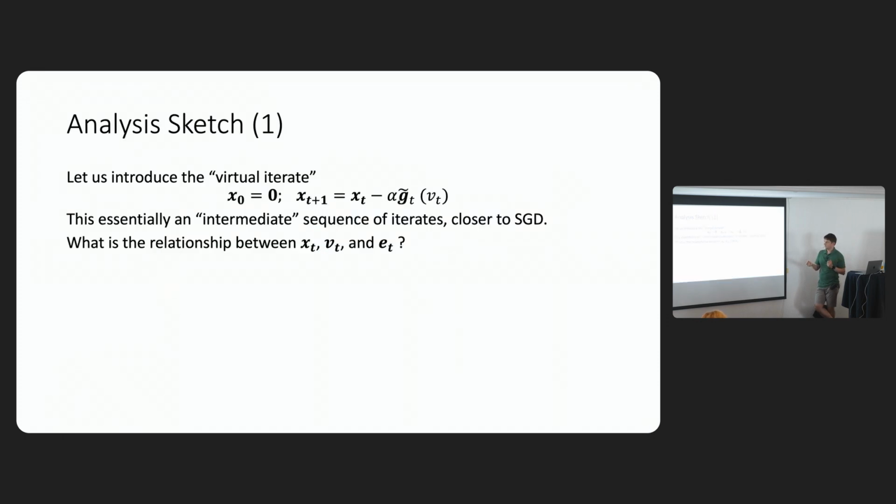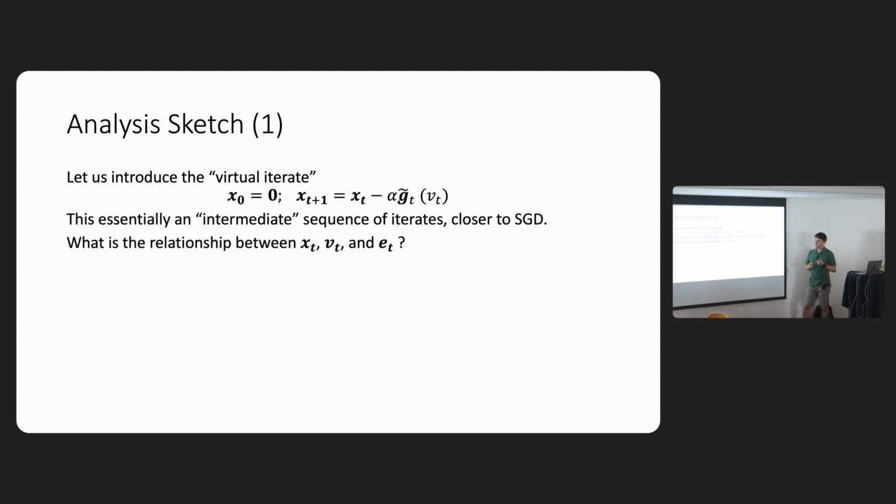Okay? All right. So basically, we need to introduce this virtual iterate, and we're going to define it the way Alex suggested. So at every iteration, we define xt plus 1 as xt minus alpha gt of vt. And remember, we are again in this weird situation where this looks like a normal enough SGD iteration. However, it is defined with respect to the v, and therefore it's kind of annoying.